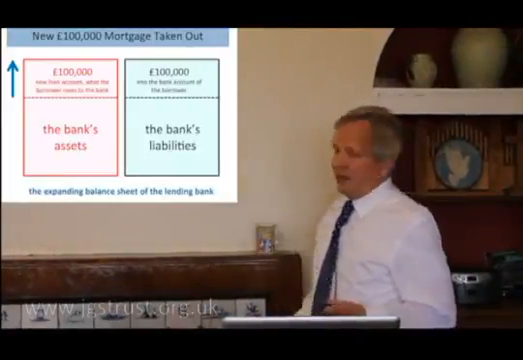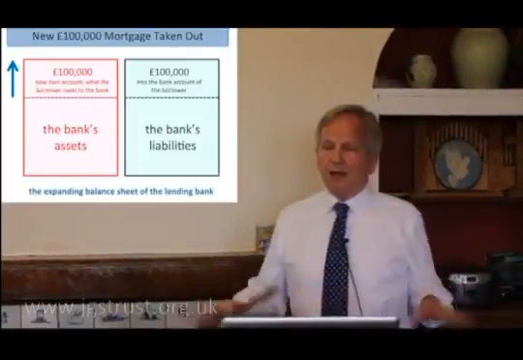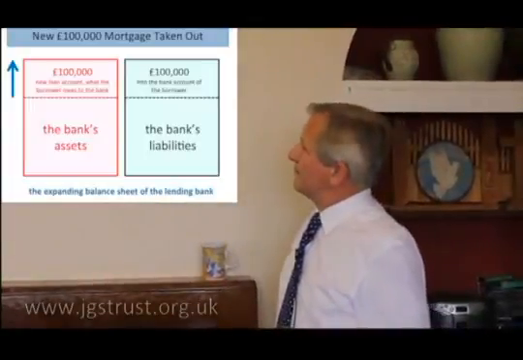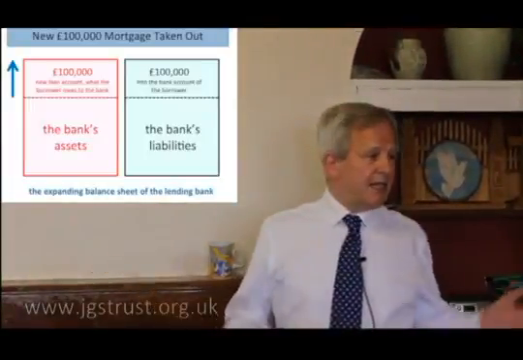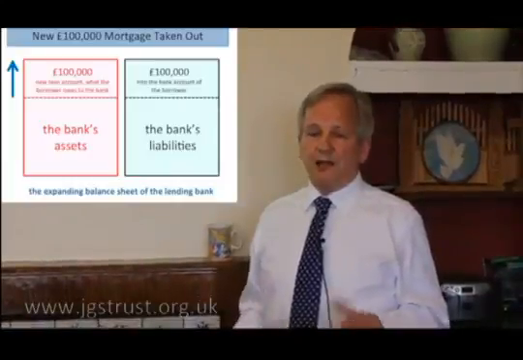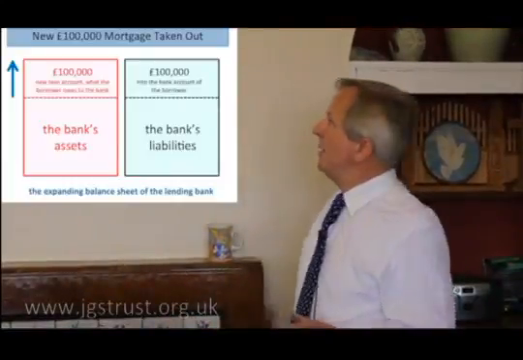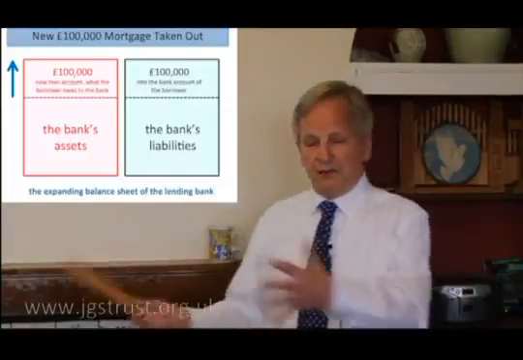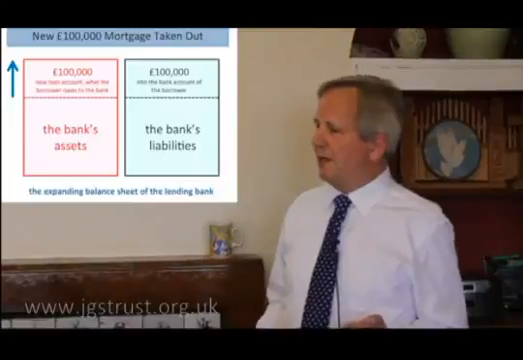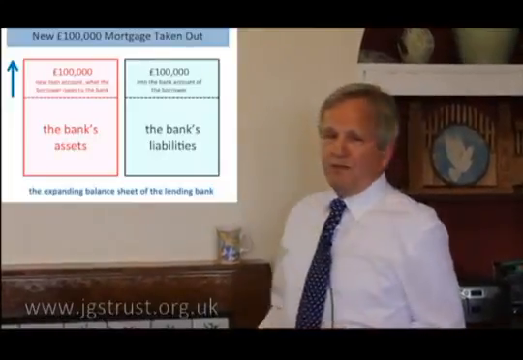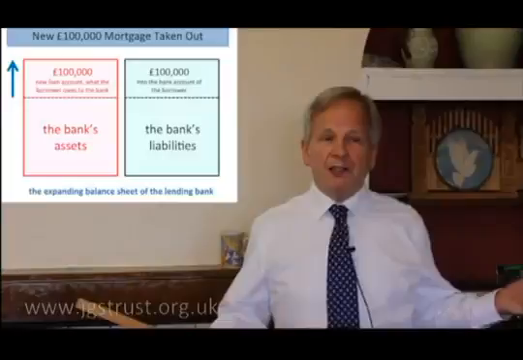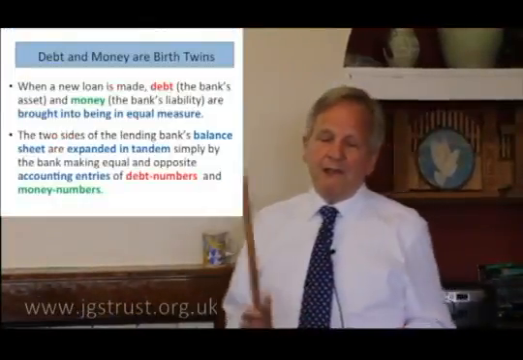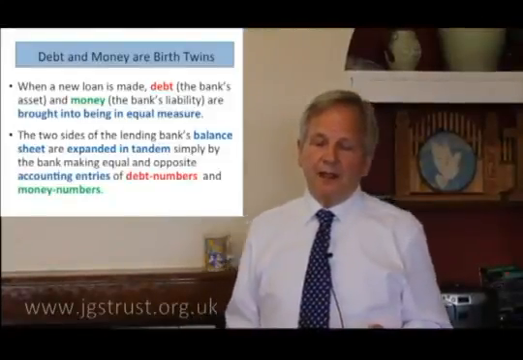So what's happened here is somebody in the bank has approved a loan and has just typed in £100,000 onto the asset side of the bank's balance sheet, however that's represented in the computers, and has typed in £100,000 into the current account of whoever's going to receive the money. No stuff has moved, two numbers have changed. That's it. So we can say that debt and money are birth twins.